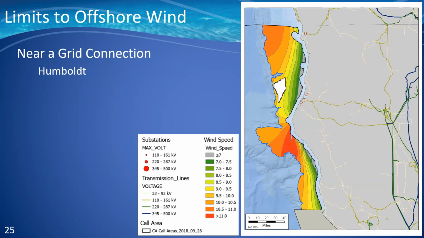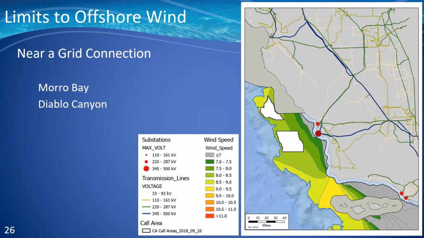In this case, we're zooming in to take a closer peek at where our call areas are. These are the areas that we've reached out to get more information about and are looking to lease in the future, possibly. Here's the Humboldt call area. And just the two call areas that ended up down in the Morro Bay area. The Morro Bay call areas are quite close to the large plugs that lead to larger wires.